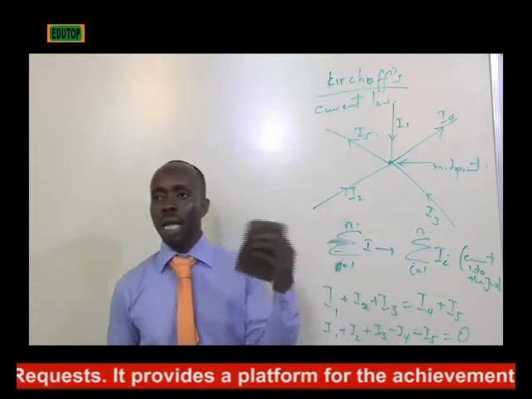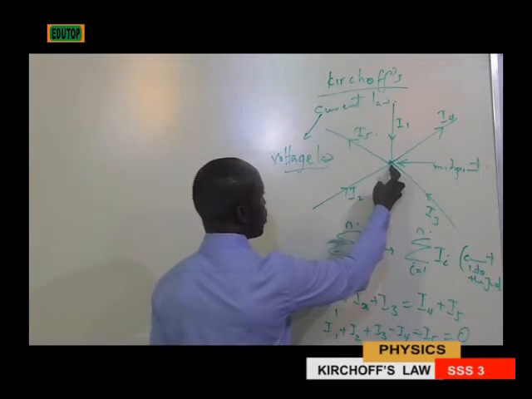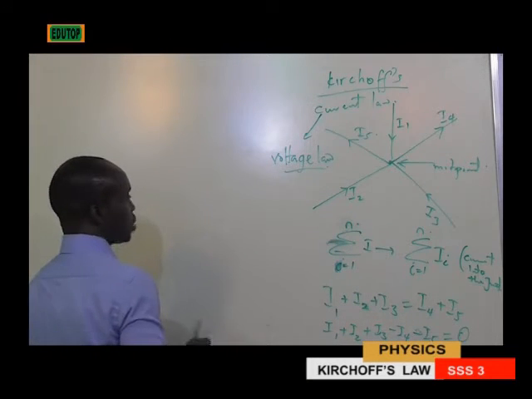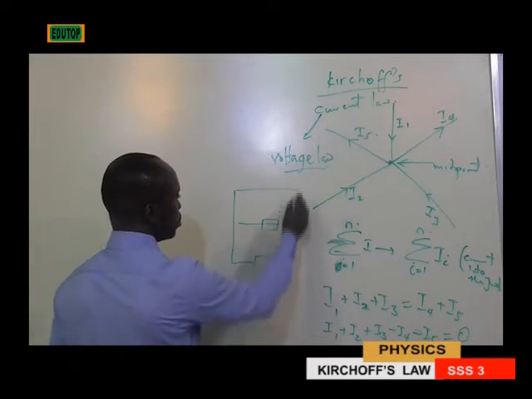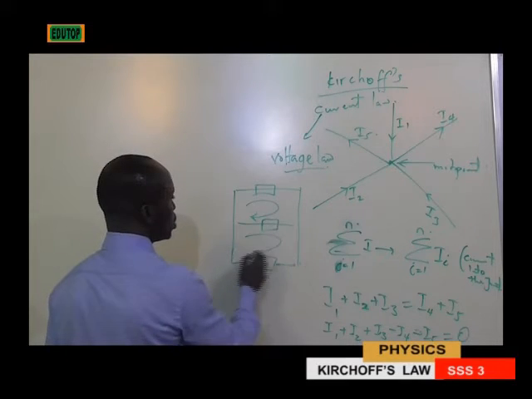Now let's go to Kirchhoff's voltage law. Under Kirchhoff's voltage law, what do you have? It says that the algebraic sum of the potential differences in any closed loop, including those associated with the EMFs and those of the resistance elements, must also equal 0. And for current, we are talking about a point. For voltage, we are talking about loops. Remember, we already said what loops are. This is loop 1, this is loop 2.